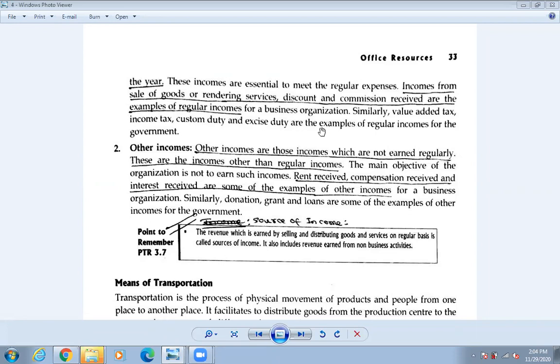These are incomes received by the government. I mean, you pay tax. If I receive a salary, I also pay tax. If I'm earning 1 lakh rupees per month, I need to pay 2,000 rupees per month. That is like the government's regular salary. Since it comes in regularly, that is called the regular income.